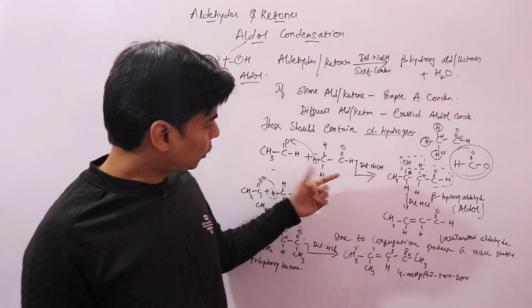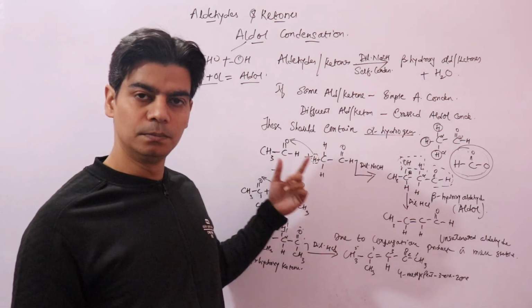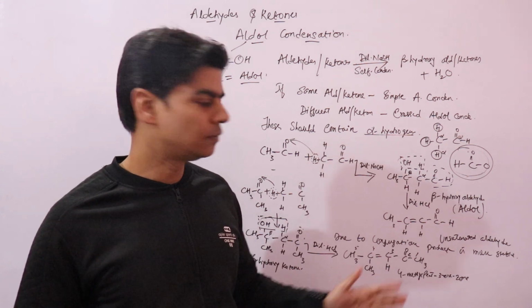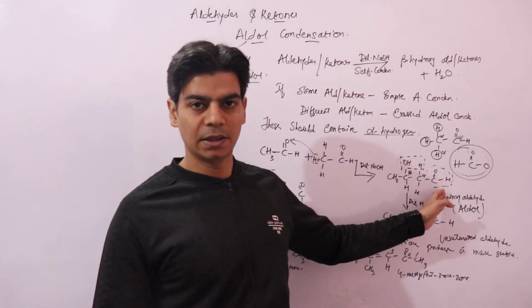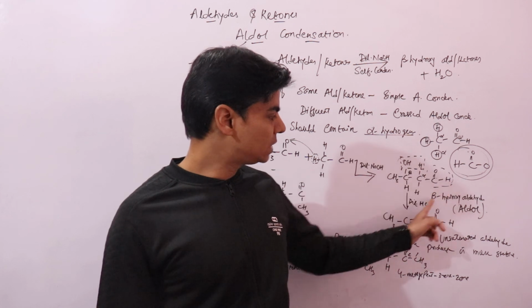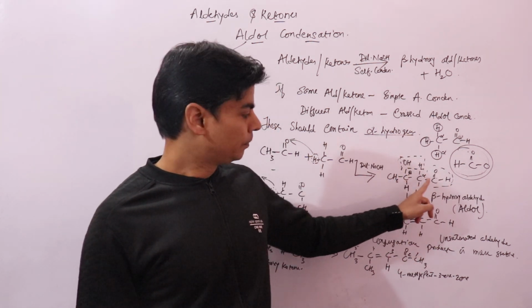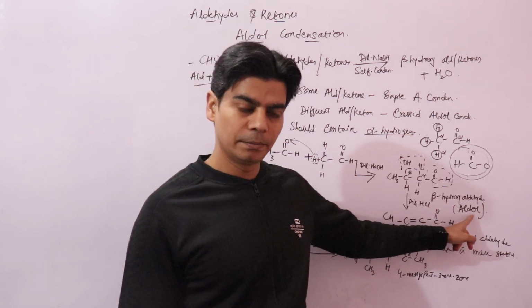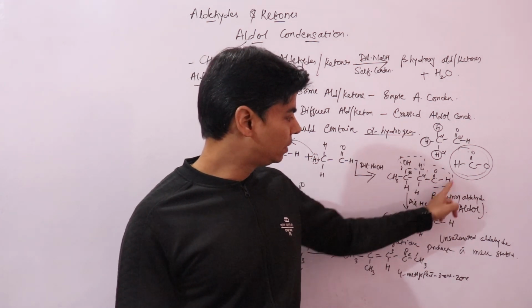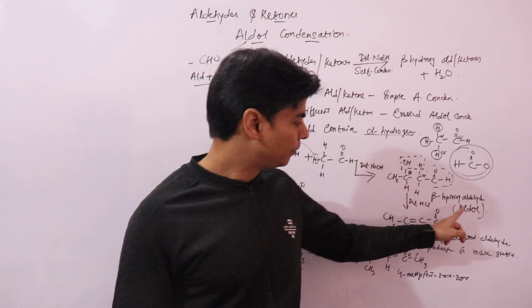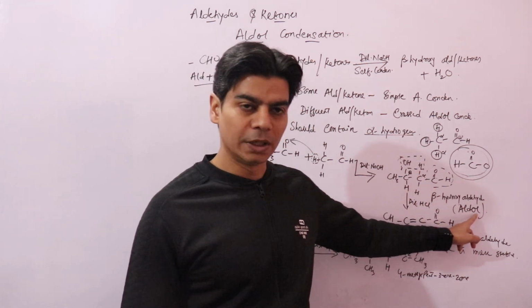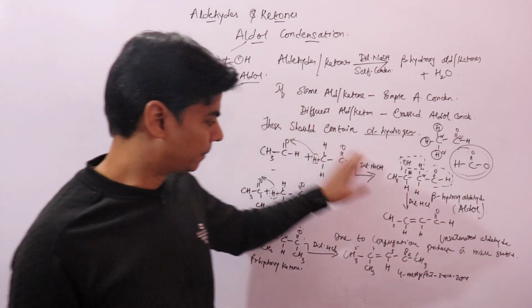Now, the product of condensation of 2 aldehydes would be a beta hydroxy aldehyde. Since this beta hydroxy aldehyde contains an aldehyde group and an alcohol group, we call it aldol, because it contains your aldehyde group and your -ol group. So ALD and OL, like I explained here.